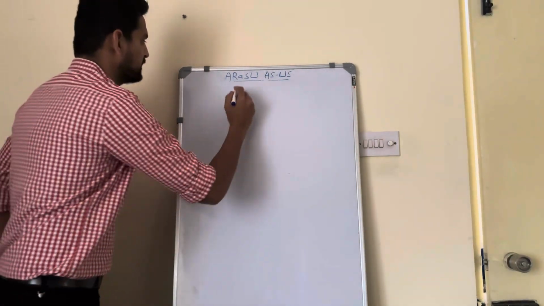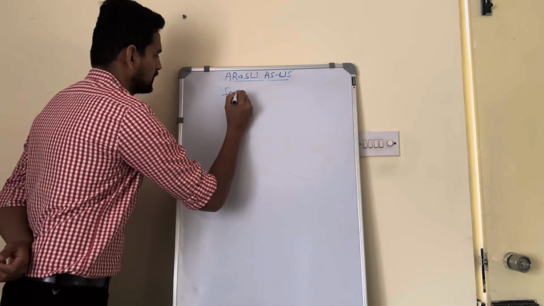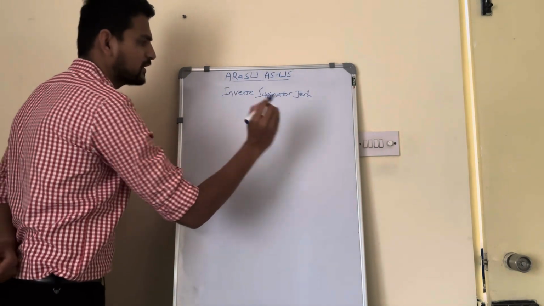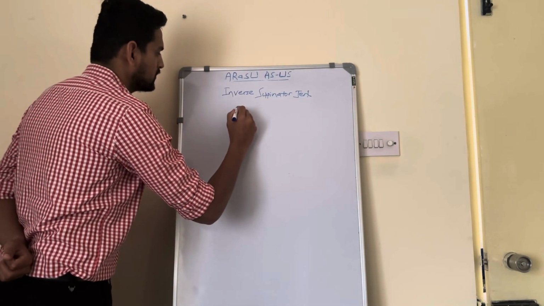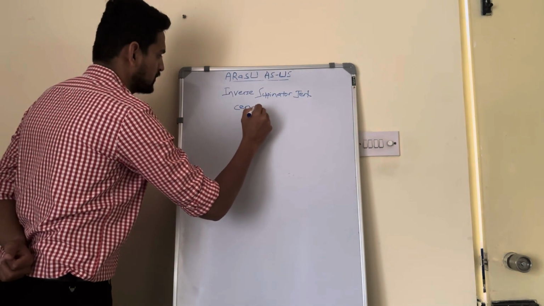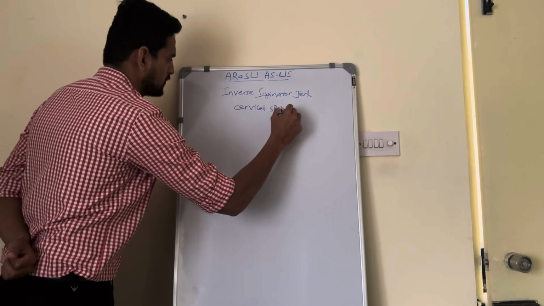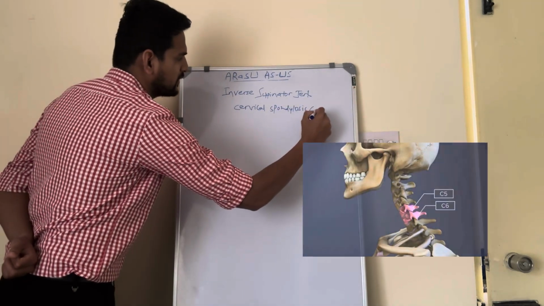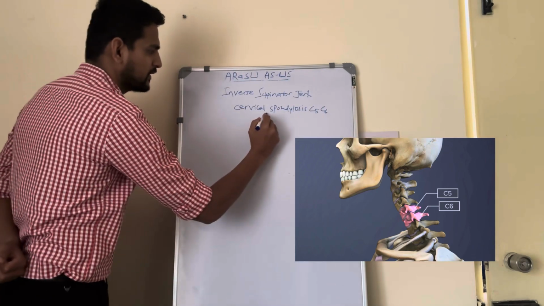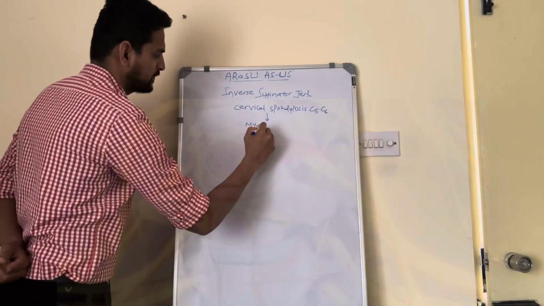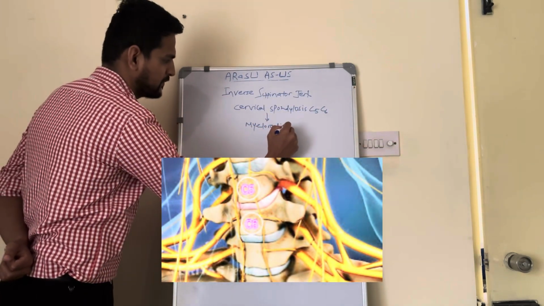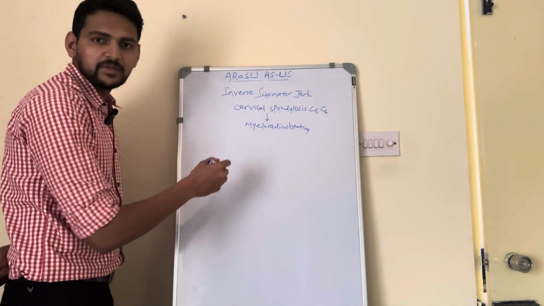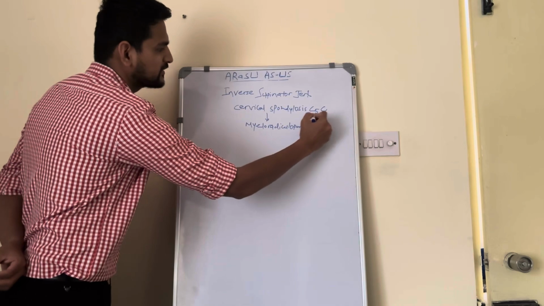Inverse supinator jerk. Here, commonly it is seen in cervical spondylosis. So in cervical spondylosis, considering specifically the C5, C6 segment, there will be myeloradiculopathy. So there will be hyperexcitability of the motor neurons below this level.